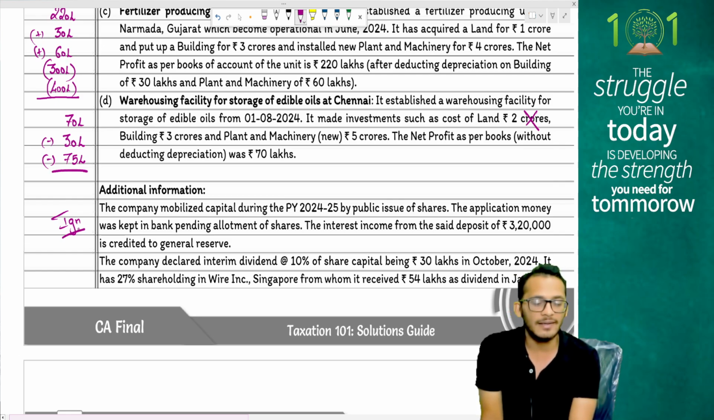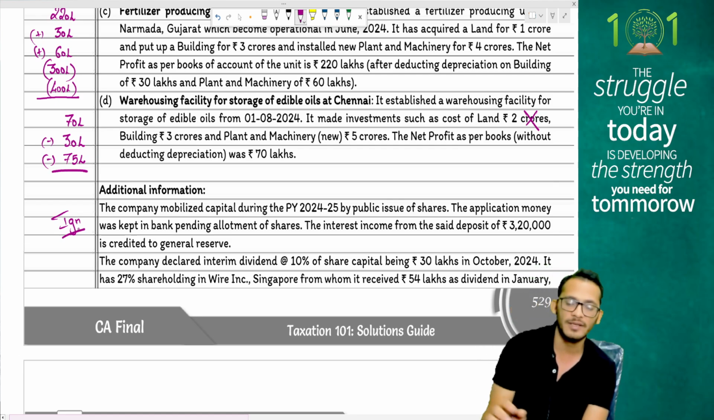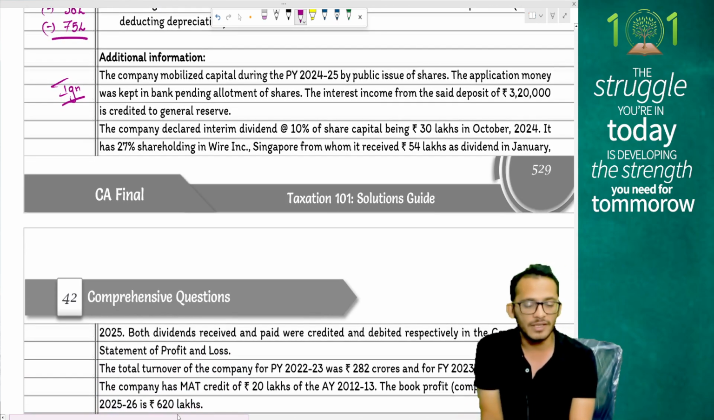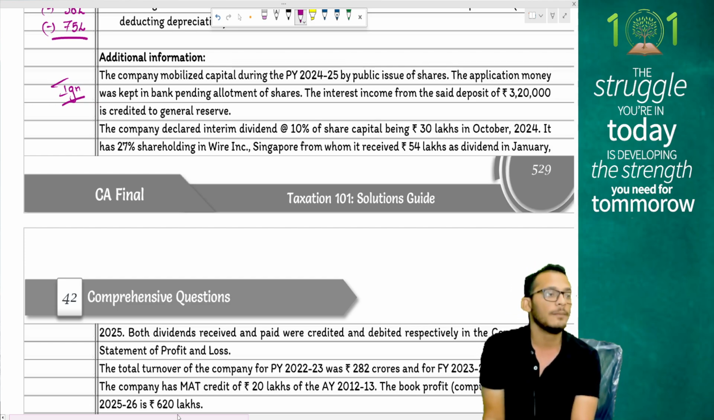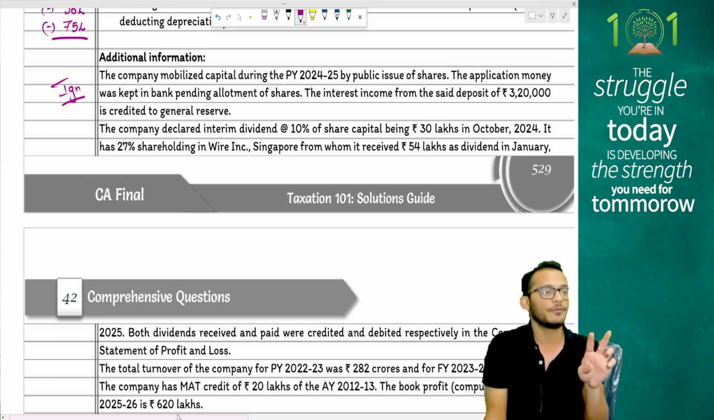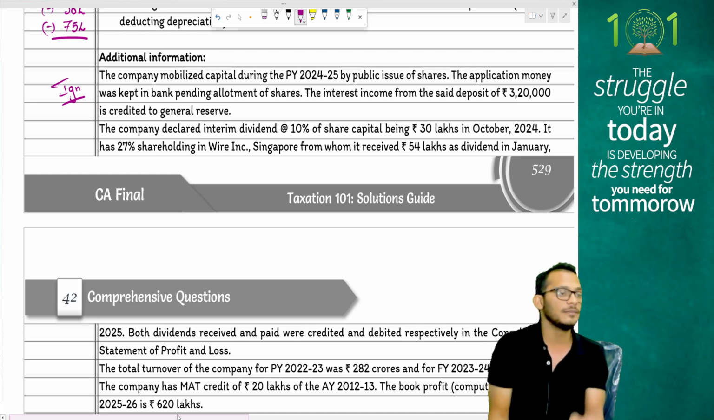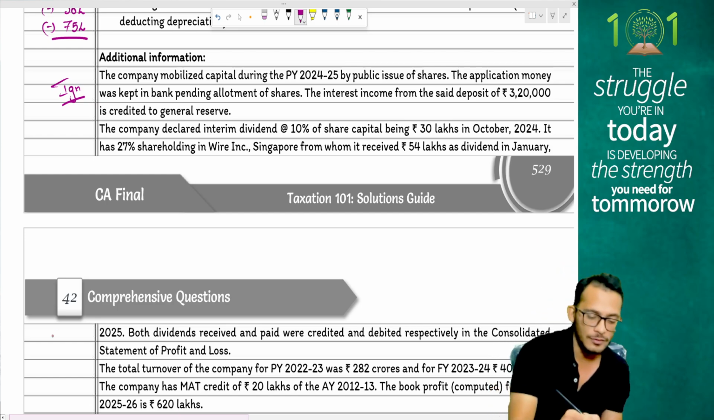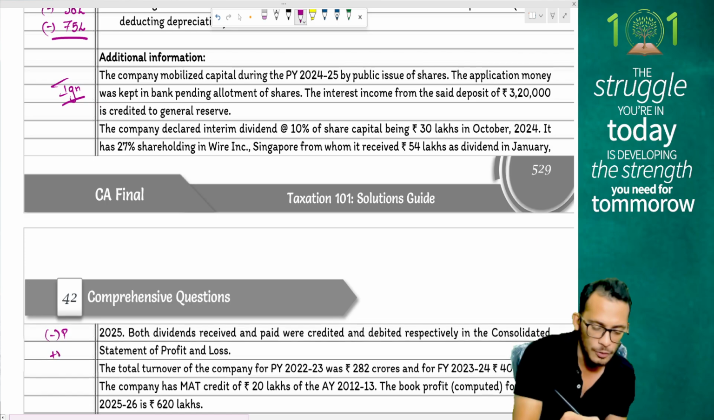The company declared interim dividend at the rate of 10% of share capital, being 30 lakhs, in October 2024. It has 27% shareholding in Wiring Singapore, from whom it received 54 lakhs as dividends in January 2025. Both dividends received and paid were credited and debited respectively in the consolidated statement of P&L. People, my dividend which I received is there in the P&L. So therefore I will reduce from PGBP and take to IFOS.